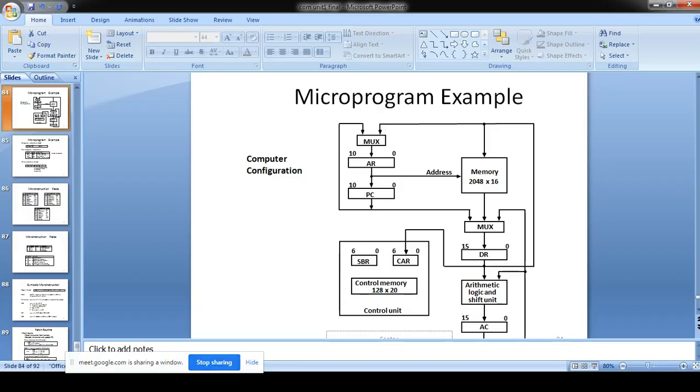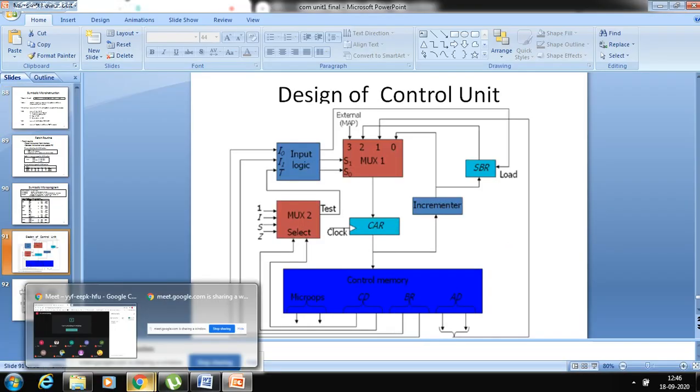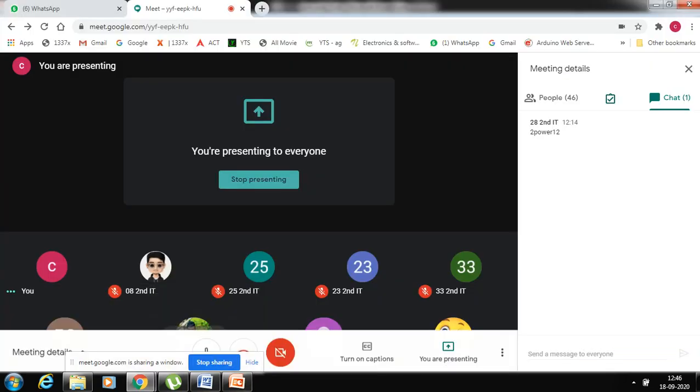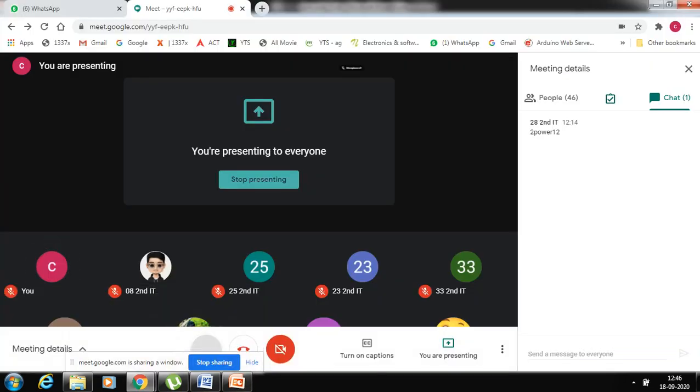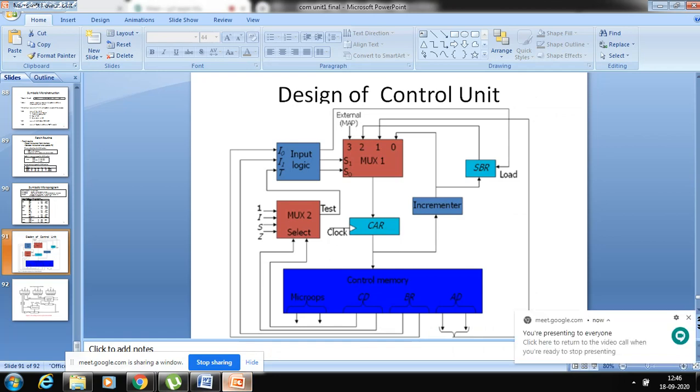1 minute. Just note down the, don't note down, just 1 minute.